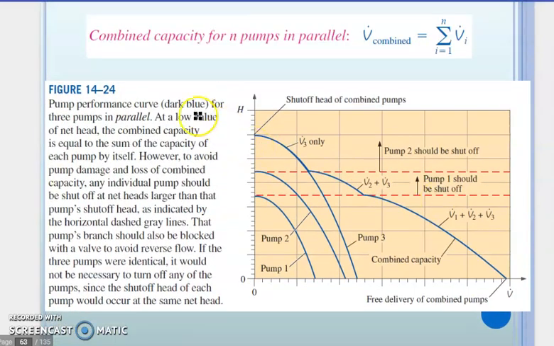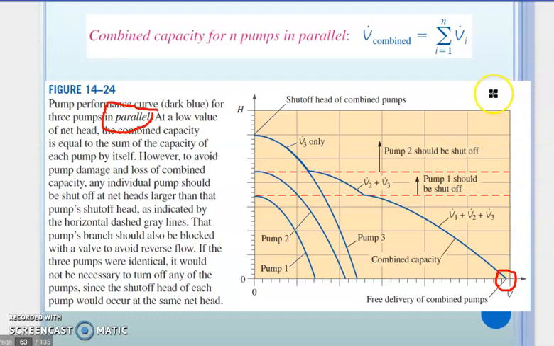Next, we take a look at when you arrange in parallel. When you arrange in parallel, instead of head, the capacity will increase. So you have three dissimilar pumps, pump number 1, pump number 2, pump number 3. The combined capacity now needs to be increased, so you just add up Q1 plus Q2 plus Q3. This is your total Q, the new capacity of the combined pumps. This is the combined curve.